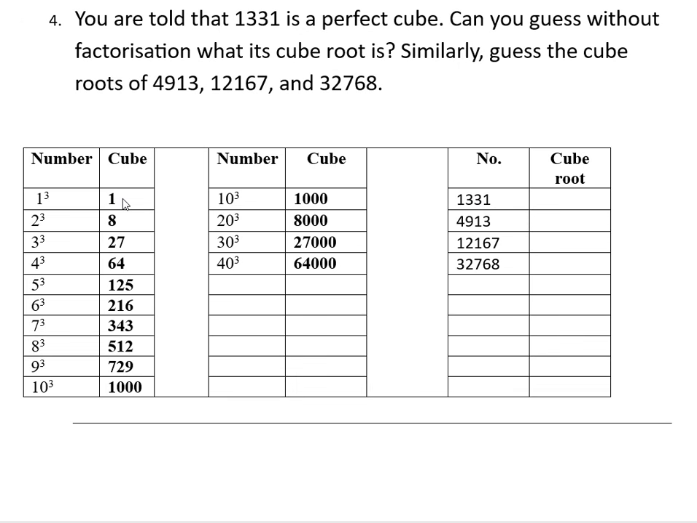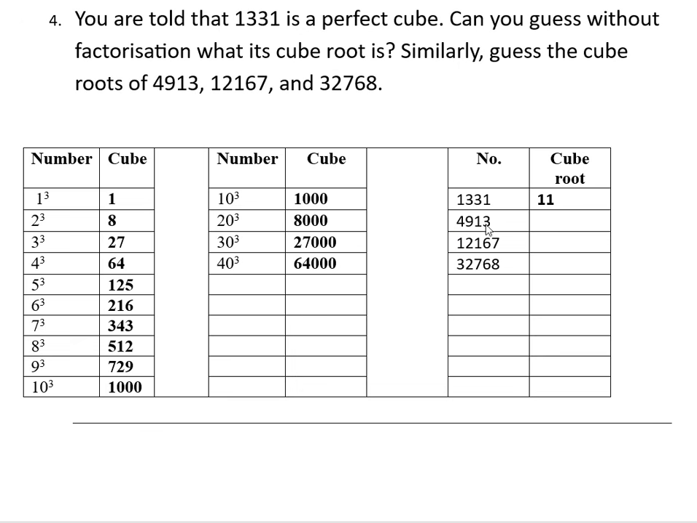So the unit digit is 1, and let's try to see where the unit digit matches. It matches here. So what it means is the answer is going to be 11 over here. Okay, similarly, let's take a look at the next option, 4913, which is falling between 1000 and 8000. What it means is the cube root is going to be between 11 and 19.